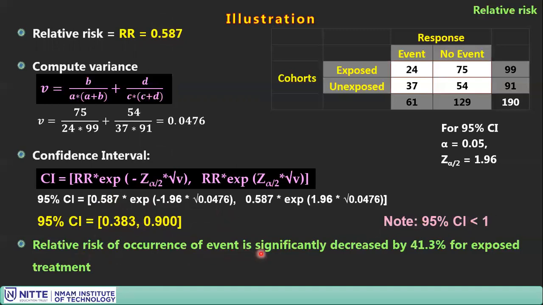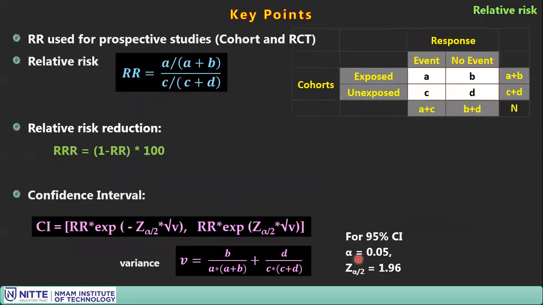Relative risk of occurrence of the event is significantly decreased by 41.3% for the exposed treatment. From where does this 41.3% come? If you remember, we calculated RRR, relative risk reduction, right? So that value. So how is this sentence different from there? This one says significantly. When I say I have considered the 95% confidence interval, it tells me it is significantly decreased, right?